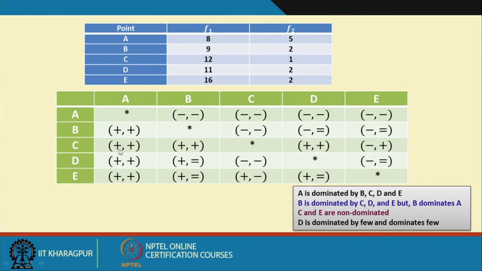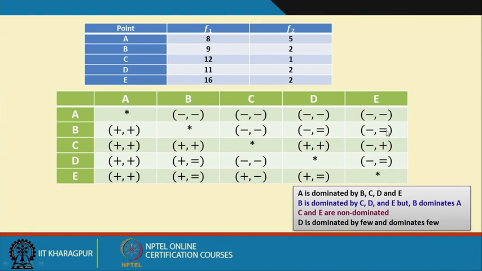Okay? Look at B. B is dominating A, but B is dominated by C, dominated by D, because one of the options is minus, though one is equality. That is why B is lower preferred than D.